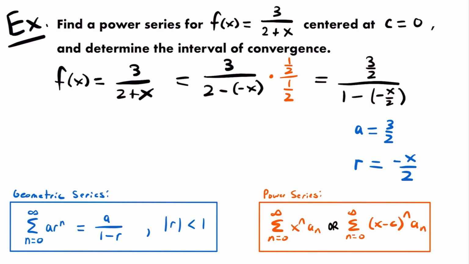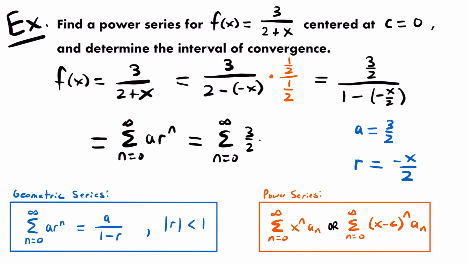And so we could rewrite this function as a geometric series, or more specifically, a geometric power series, by writing it in the form of the sum from n equals 0 to infinity of a times r to the power of n, right? Since we have our function in the form of the sum of a geometric series, we can just rewrite that as the geometric series. So if we replace a and r with what they're equal to, we'll have that our function is equal to the sum from n equals 0 to infinity of a, which is 3 halves, times the common ratio, which is negative x divided by 2, to the power of n.